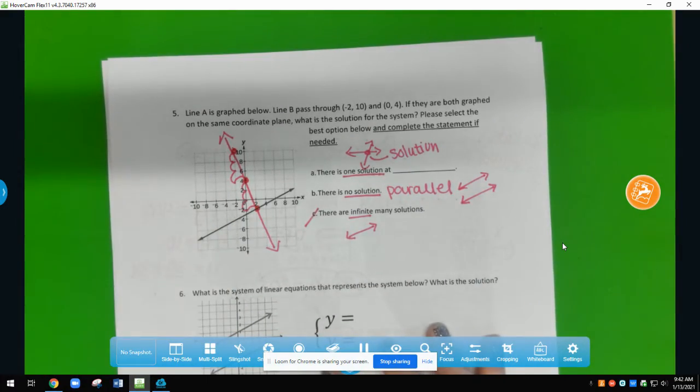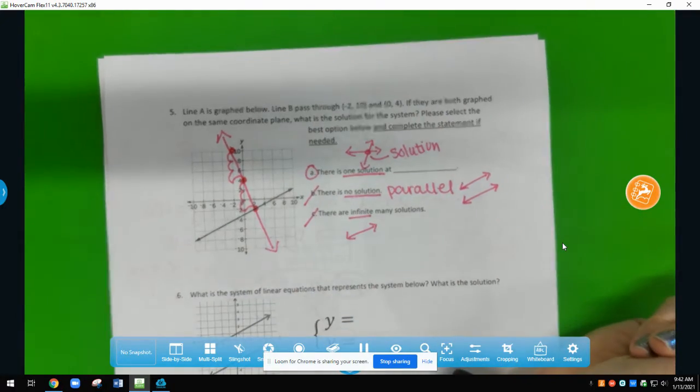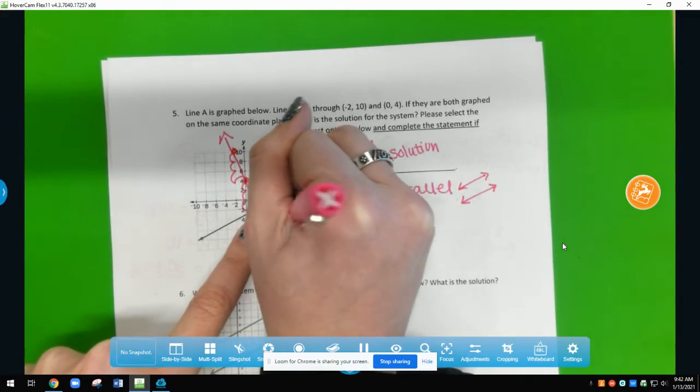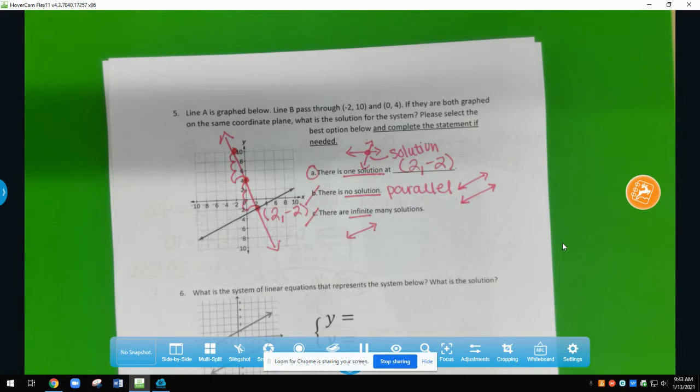So these lines obviously cross, so they're not parallel, so it has to be A. That solution is the point where they cross, so 2, -2 would be our point.